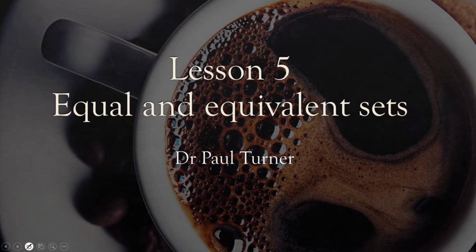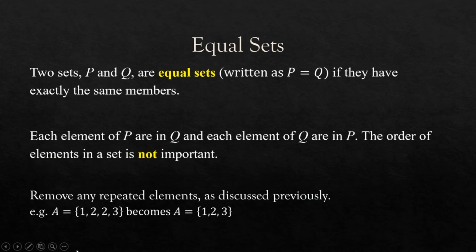Question 5 is on equal and equivalent sets. We will define equal sets. Two sets, P and Q, are equal sets, written as P equals Q, if they have exactly the same members. Each member of P is in Q and each element of Q is in P. The order of the elements in the set is not important.